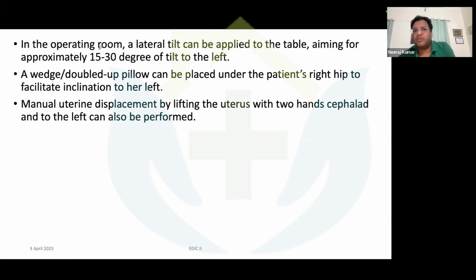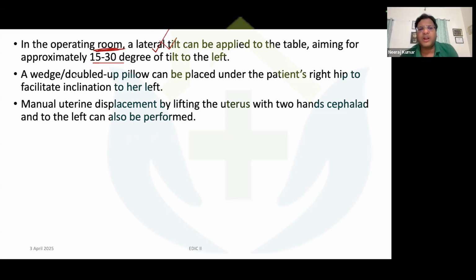In the operating room, if you are dealing with a pregnant patient, a lateral tilt can be applied on the table, right? So this is one of the points where you can apply a lateral tilt to the table. You aim to keep around 15 degrees of tilt to the left side. When you tilt to the left, because of gravity the gravid uterus will not compress the IVC.